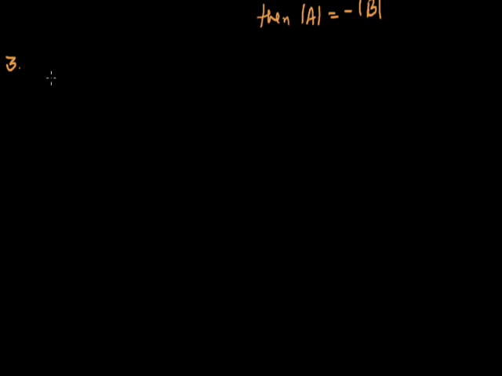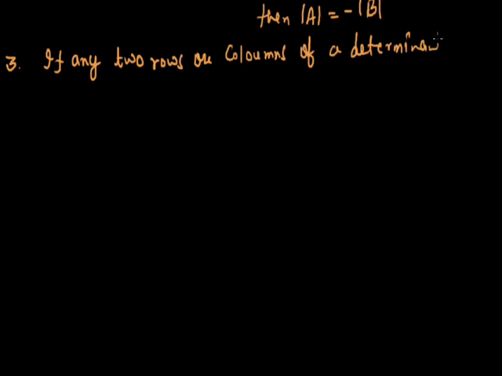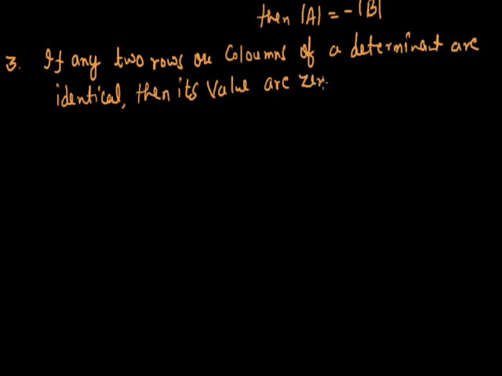Next property: if any two rows or columns of a determinant are identical, then its value is 0. Then the value of the determinant will be 0.